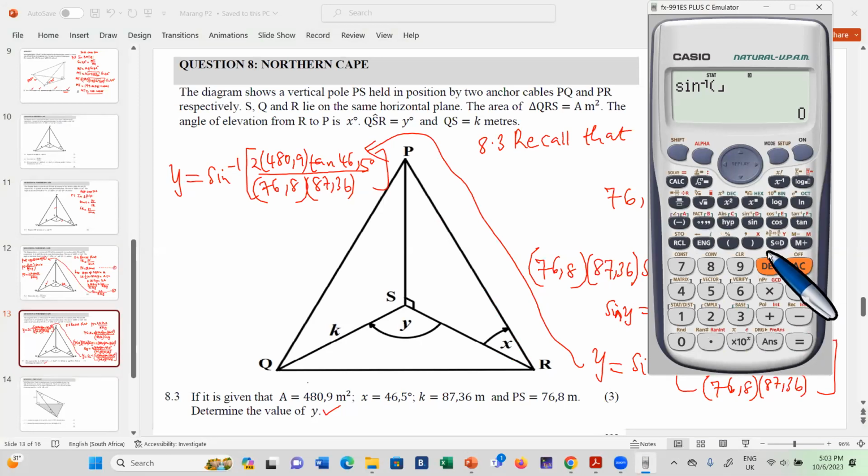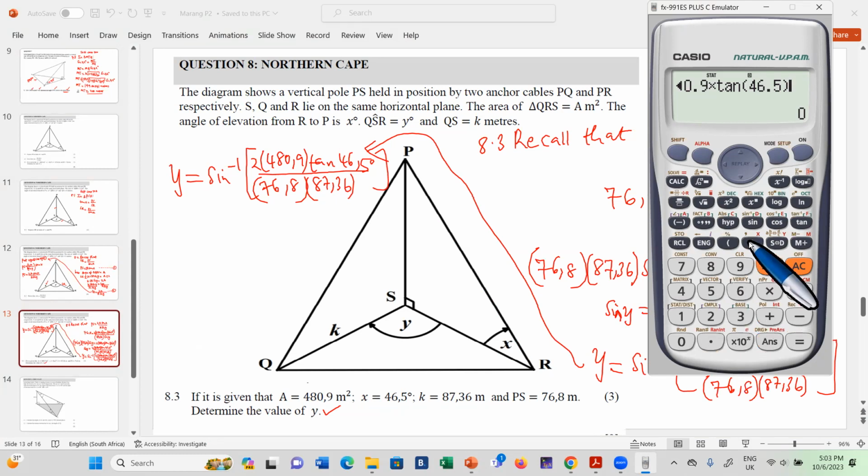So you can do it in a couple of ways. You can first, for instance, do the number 2 times 480.9. You multiply that by the tangent of 46.5. Right, so you have the tangent of 46.5, like this, and you close there.